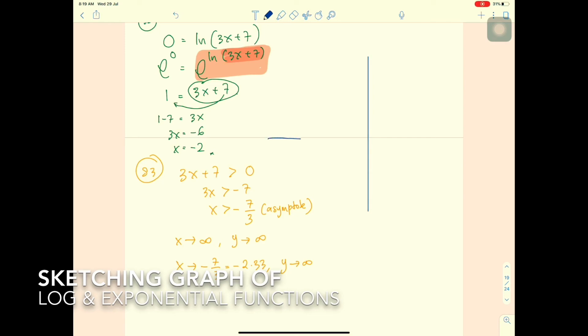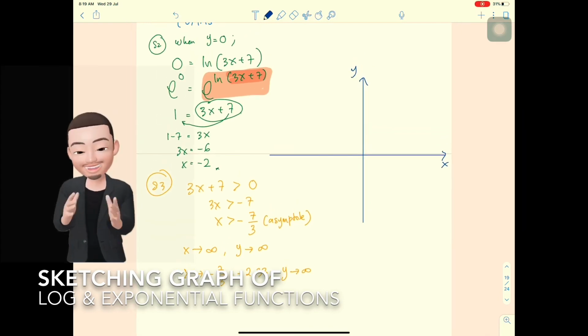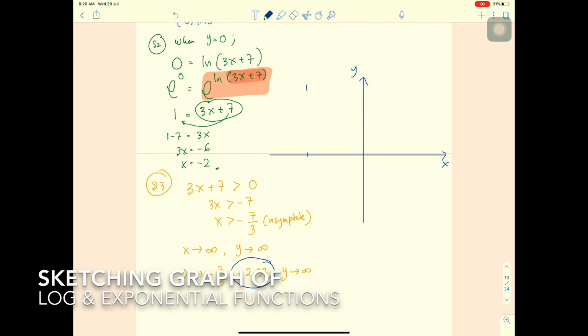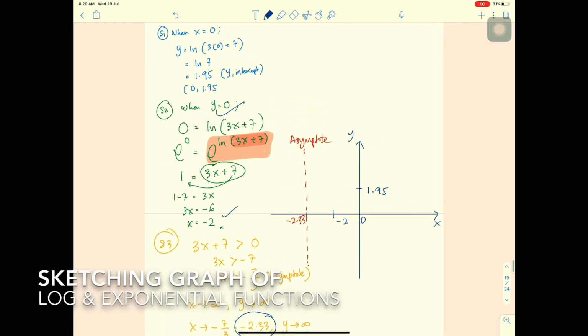So, x-axis and y-axis. Collect all the data. Negative 7 over 3 or negative 2.33 is the asymptote. Sorry, I use the red color for the asymptote. Negative 2.33 is the asymptote. And then negative 2 is when y equals 0, so the x-intercept, and 1.95 is when x equals 0, the y-intercept.